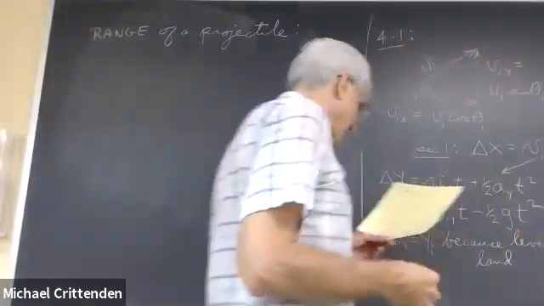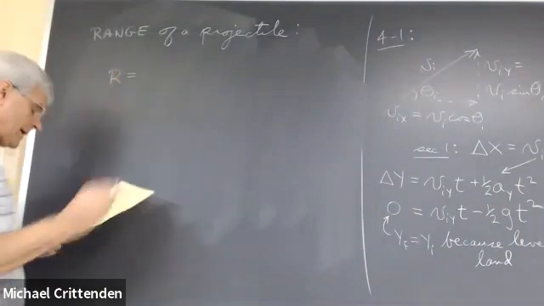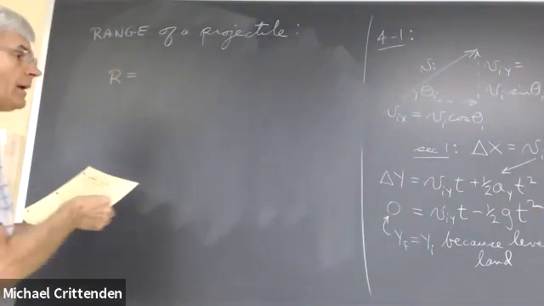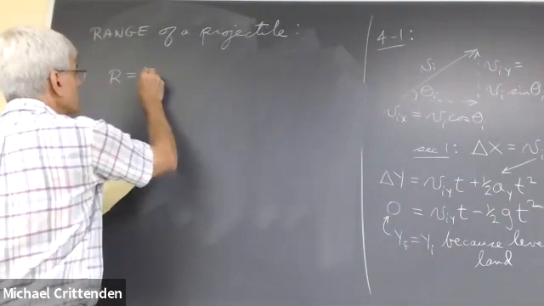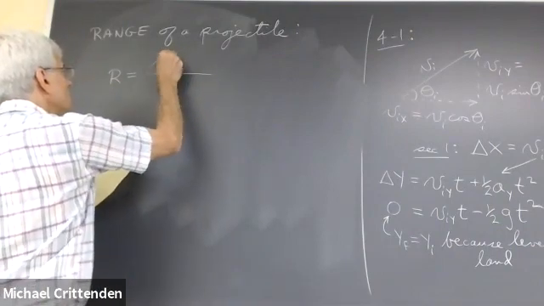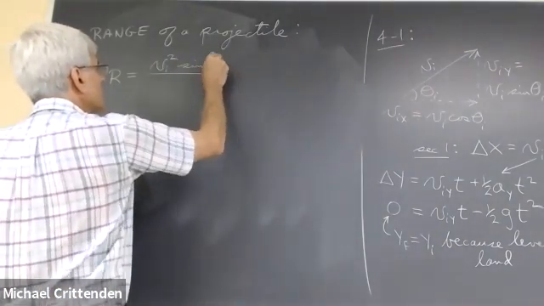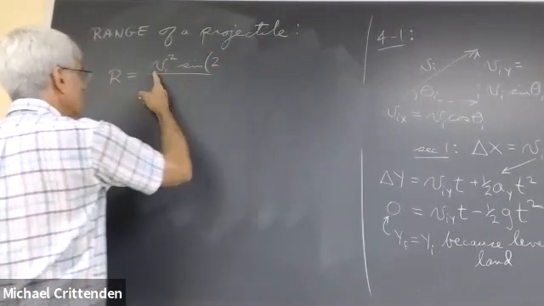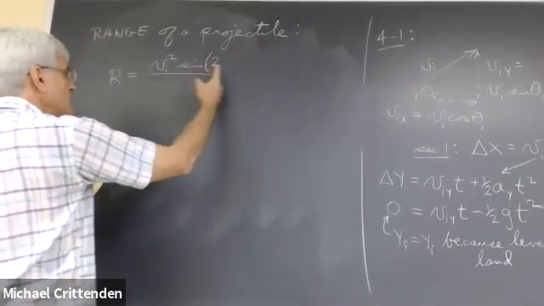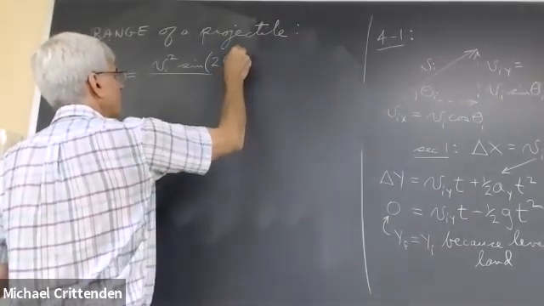So instead of delta x, I'm going to call it R for range. And it's equal to the square of the initial velocity. Well, maybe I should call it the initial speed. And the direction of the initial velocity is theta I.